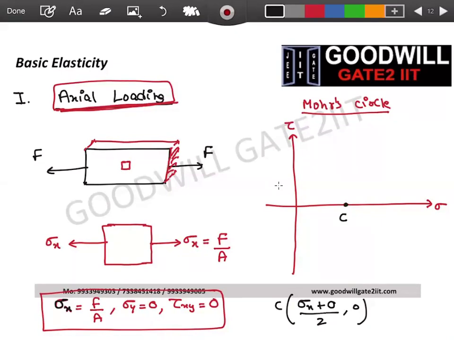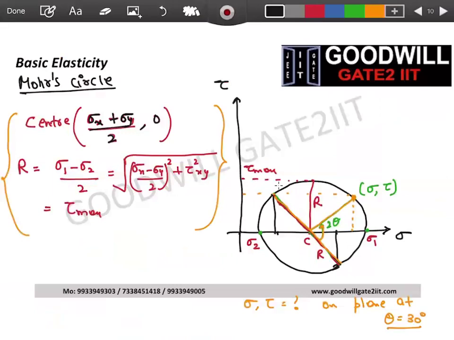The only thing I want you to understand is that because this is tension, sigma X is positive. If sigma X is positive, sigma X by 2 is also positive, correct? So I've drawn the center. Now, the next thing we need to calculate is the radius of the Mohr circle.